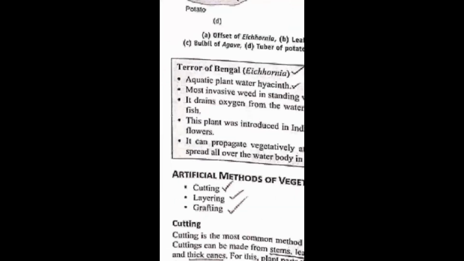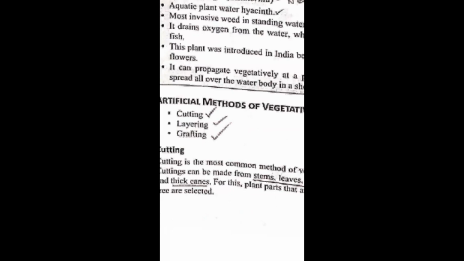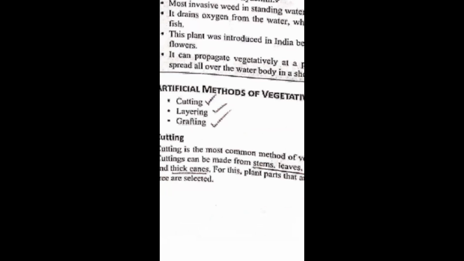And then, what are the examples of Terror of Bengal? Eichhornia is also called what? They ask like that many times. This plant was introduced in India because of its beautiful flowers. It can propagate vegetatively at a phenomenal rate and spread all over the water body in a short period. It can be easily spread throughout the water bed. That's why it is called Terror of Bengal. Many lands are occupied by this type of plant.